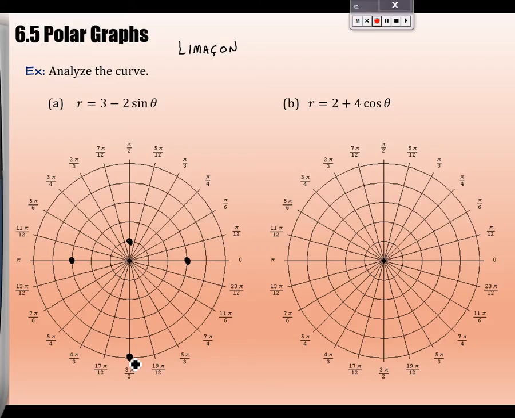1 is the lowest r value, right? We heard said. Just think about this expression. Don't think about the graph yet. Just think about this expression. The lowest number it could possibly output is 1, and the highest is 5, right?